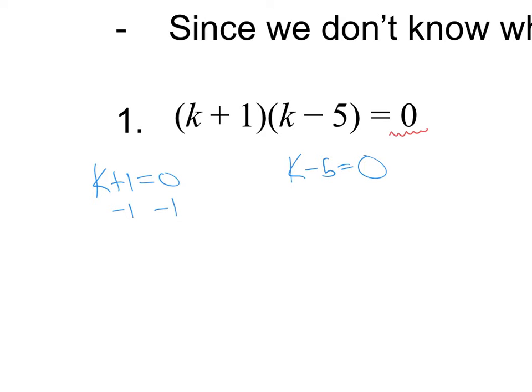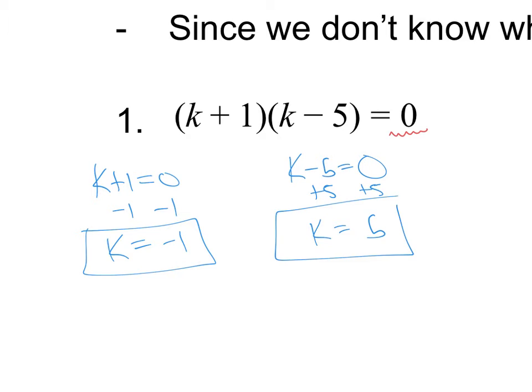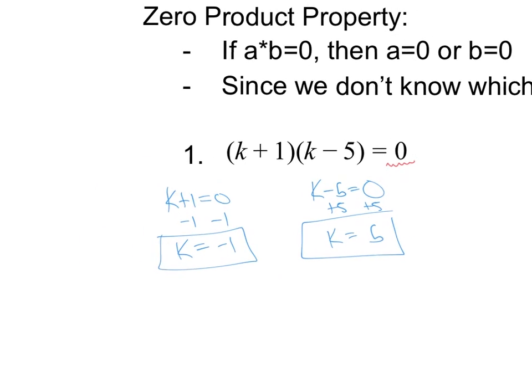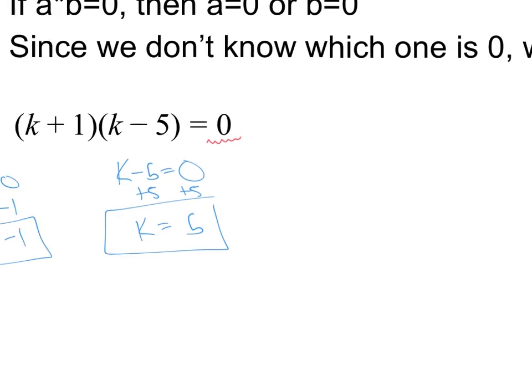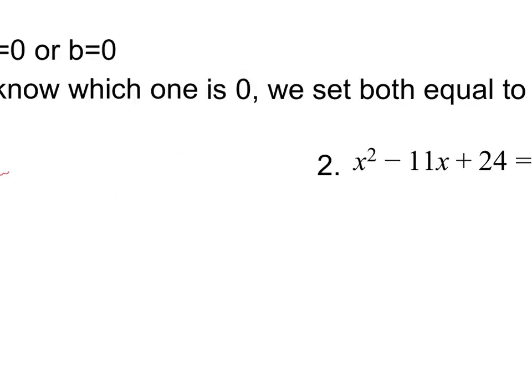So in this case, to solve for k, we're going to subtract 1 to give us a negative 1. And over here, we're going to add 5 to both sides to give us a positive 5. So there are 2 solutions. K is going to either be negative 1 or positive 5. So both of those solutions would give us the product of 0 when we multiply those factors together. So that one was nice because it's already factored for us. The rest of these we're going to have to factor ourselves.